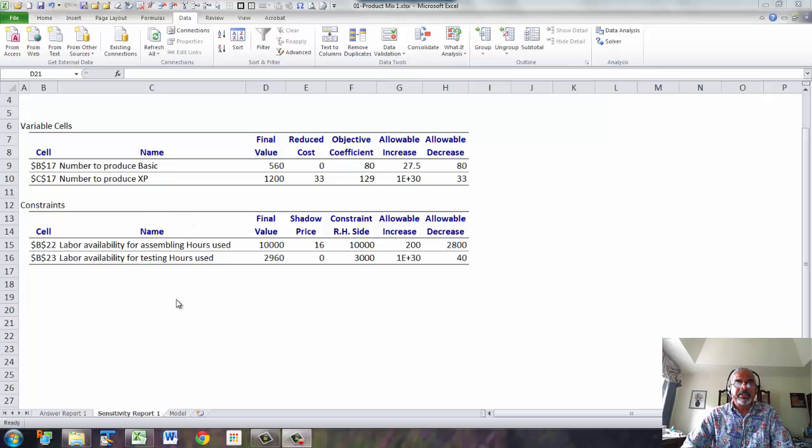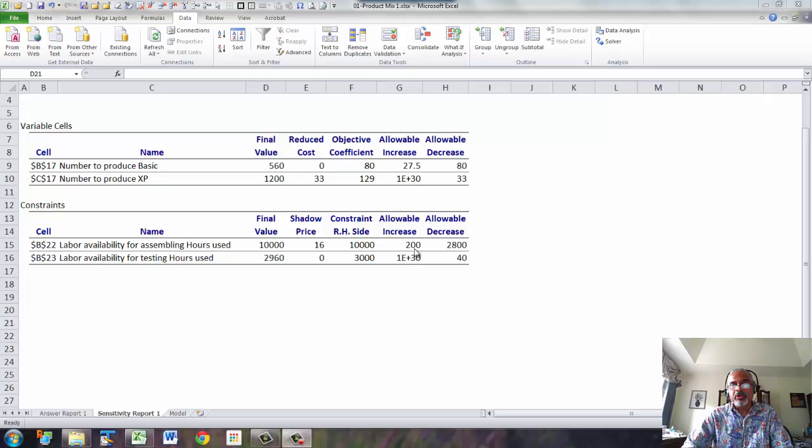Now let's look at the sensitivity about the constraints. Here we also have the allowable increase and the allowable decrease for the right hand side value of the constraints. Here we have assembly hours used and labor hours used, two constraints, and the right hand sides are here. 10,000 is the available hours for assembly and 3,000 is the available hours for testing.